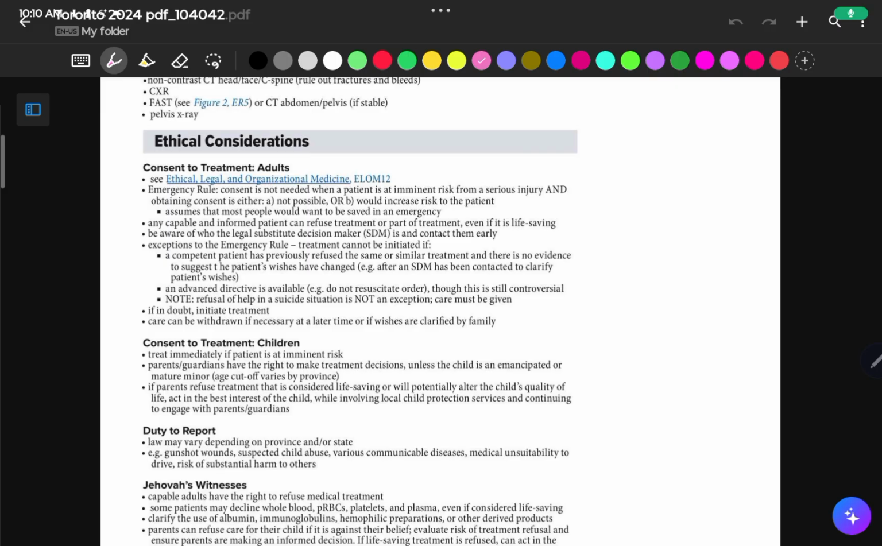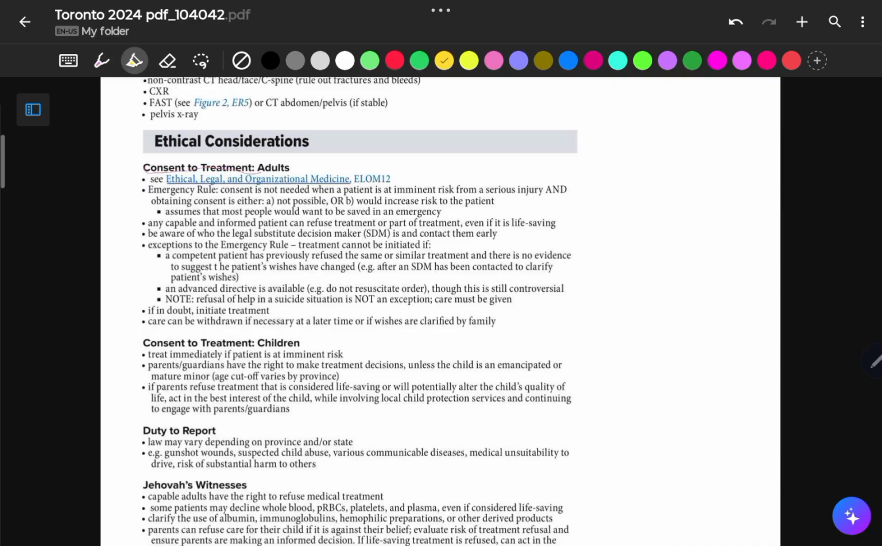Welcome to the third series of emergency medicine. So next we're going to talk about ethical considerations. Consent to treatment in adults. So first thing we're talking about is consent to treatment in adults.